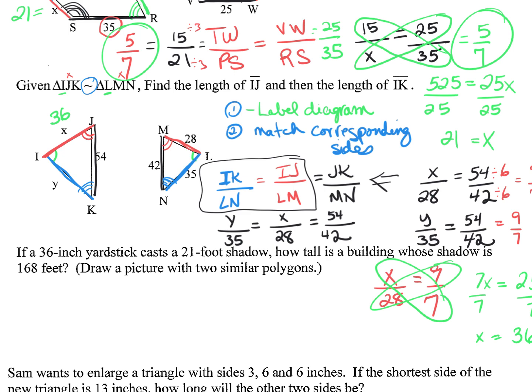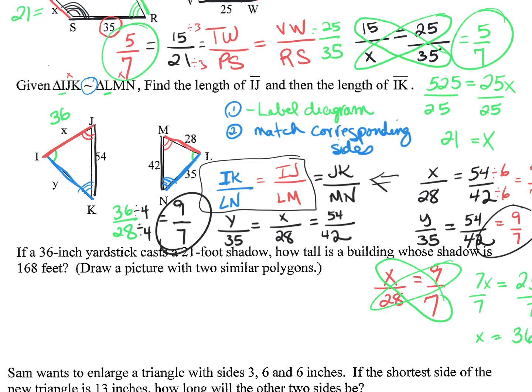Now, IJ corresponds to LM. So that's 36 over 28. So I'm going to reduce this to see if it matches my 9 sevenths. Actually both of these are divisible by 4. And sure enough, 36 divided by 4 is 9, 28 divided by 4 is 7. So I did calculate this correctly.